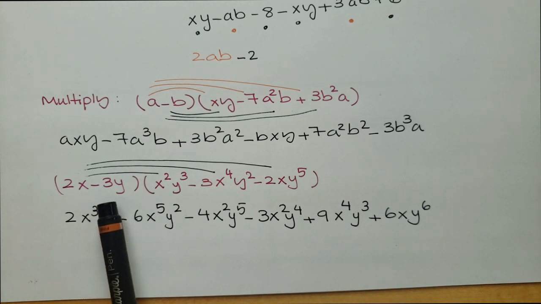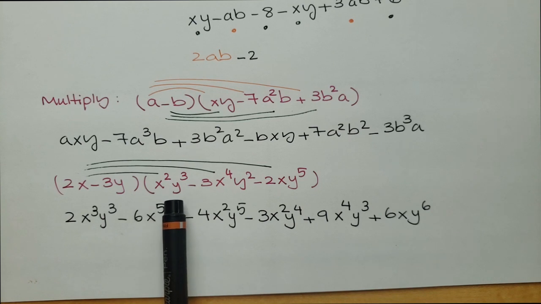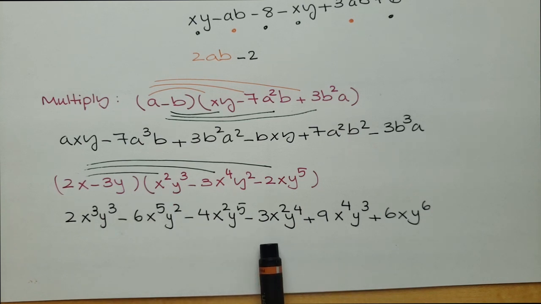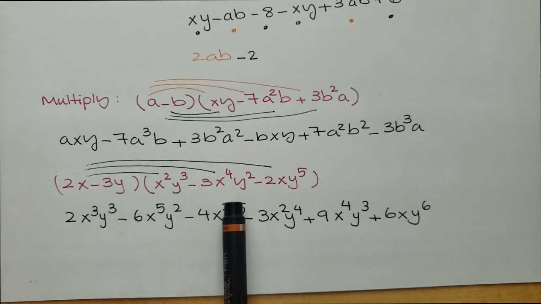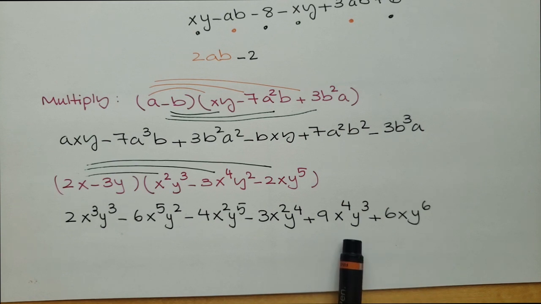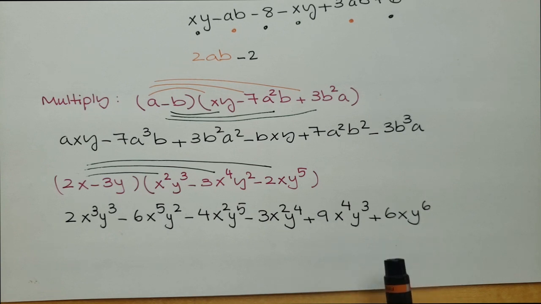Now you should do the same for the second term and multiply it by each term. So negative 3y times x squared y cubed would be negative 3x squared y to the power 4. Now this one multiplied by this, 9x^4 y^3. Negative 3y by the last term would be 6x y^6. Now you should see if you can find any like terms.